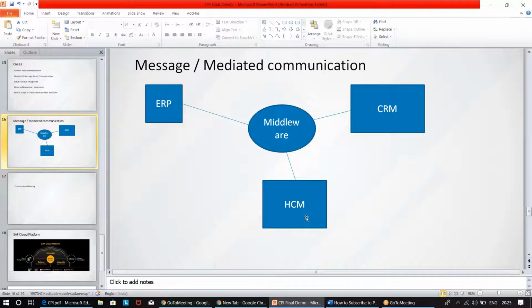Once you receive your messages, they might have to be split into smaller chunks and forwarded to different receivers. So there can be a use case where the data coming from your ERP has to be broken into chunks, and some data, after manipulation, we have to send to your CRM or your HCM system. So these kinds of cases are very much possible.